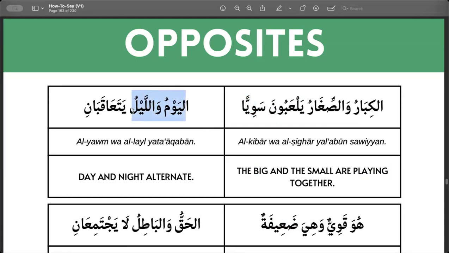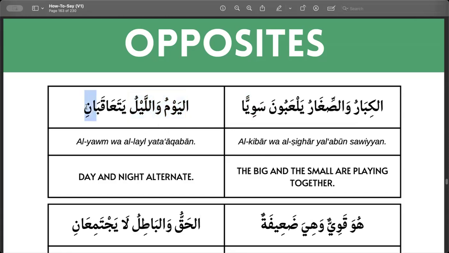اليوم والليل. Very easy. Just mention one attribute, use the particle wa to join it together and then mention the other attribute. الكبار والصغار. الكبير والصغير. اليوم والليل. Very easy.